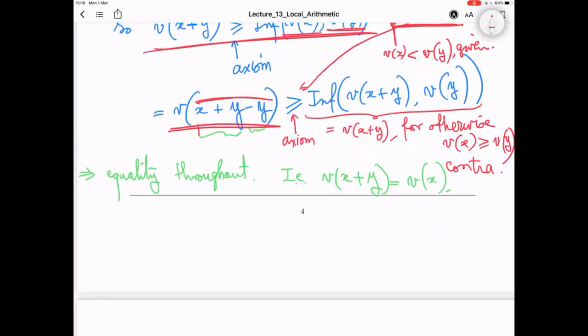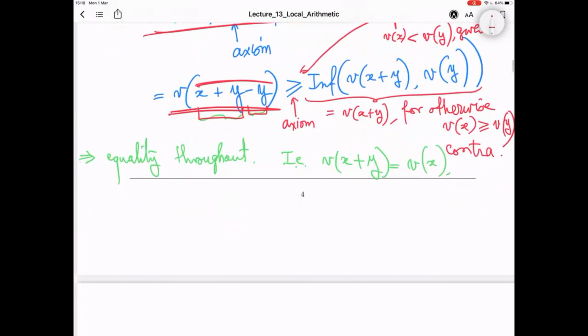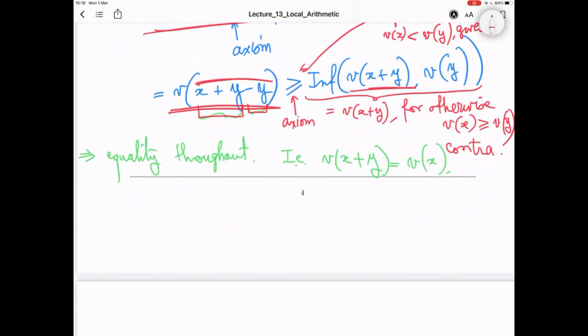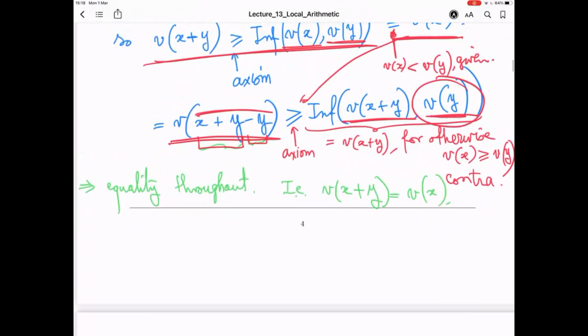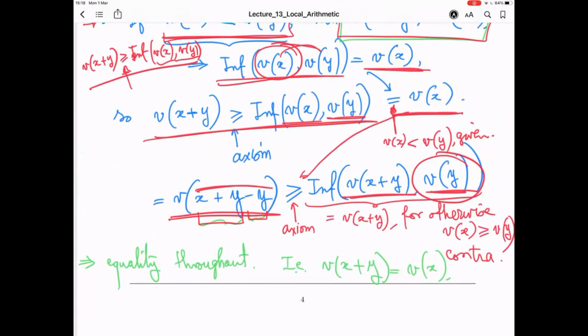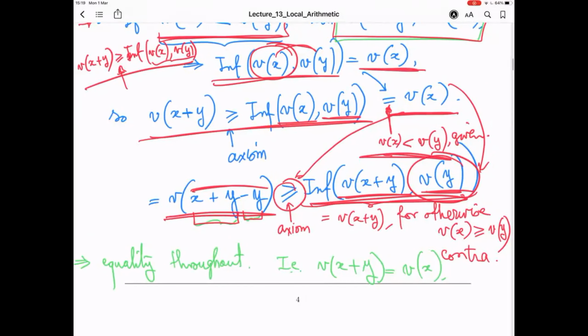So the two terms are x plus y and minus y. So this V of x has to be greater than or equal to the infimum of V of x plus y and V of y. What is this infimum? Can it be equal to V of y? No, it cannot be, because then V of x would be greater than V of y, which is not the case. We are told that V of x is strictly less than V of y. So this infimum here has to be equal to V of x plus y.